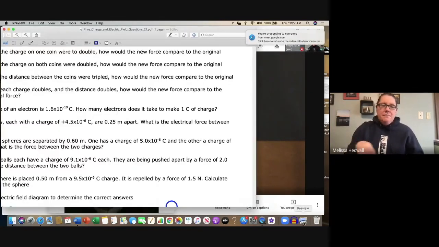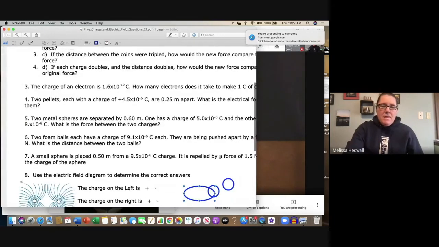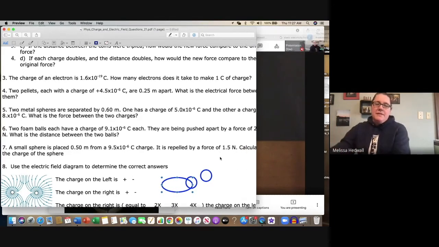And so it gives you that a small sphere is placed 0.5 meters from a 9.5 times 10 to the negative 6th coulomb charge. So our distance is 0.50 meters. Q1 we can say is 9.5 times 10 to the negative 6 coulombs. Q2 is what we'll be looking for. It tells us that our force is 1.5 newtons, and we know that k is 9 times 10 to the 9th.